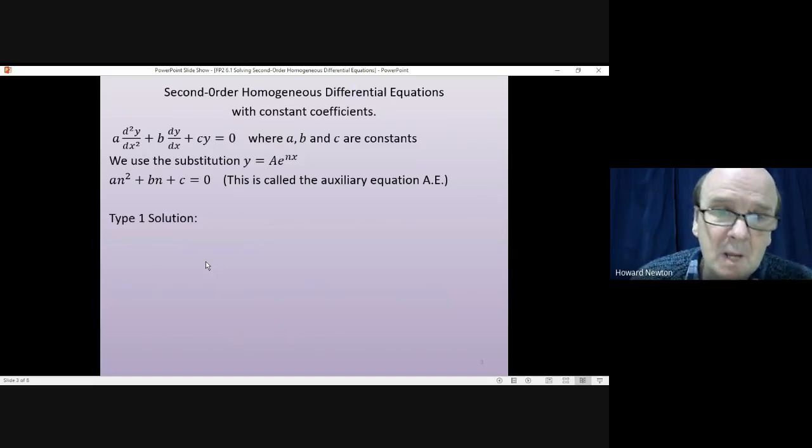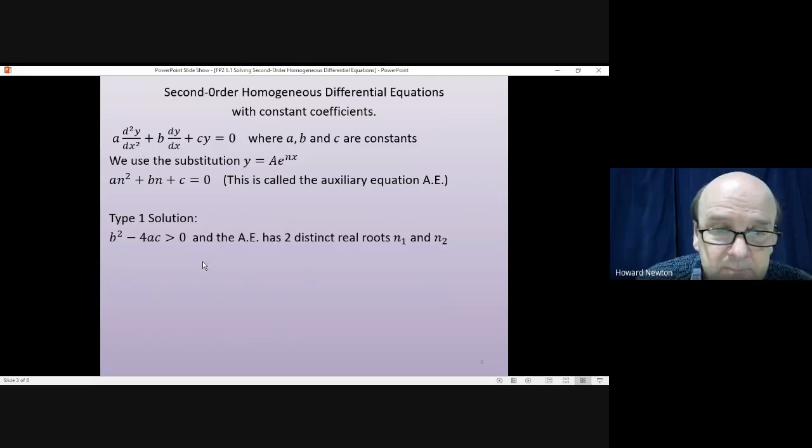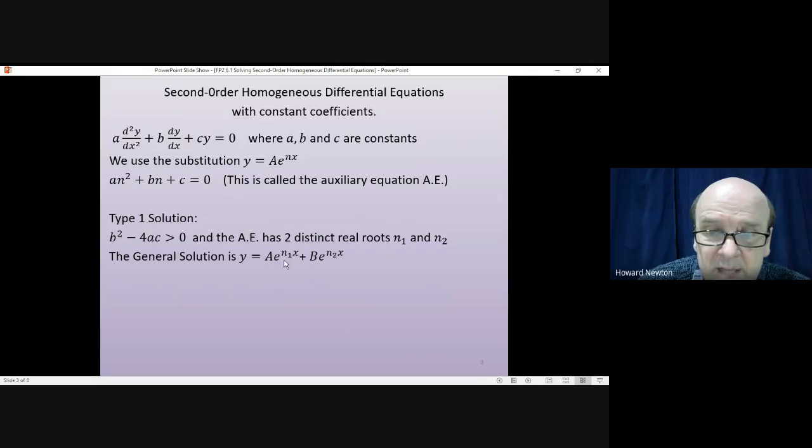Type 1 solution is where the discriminant is strictly positive, greater than 0. So the auxiliary equation has two distinct real roots, and we'll call those n1 and n2. If that's the case, then the general solution of the differential equation can be written down straight away. It'll be y equals ae to the n1x, that's the first root, plus be to the n2x, the second root. So these questions are quite quick. You can go very, very fast from the question to the general solution.